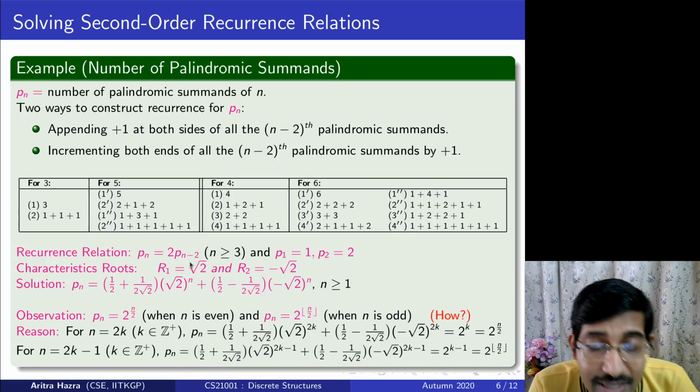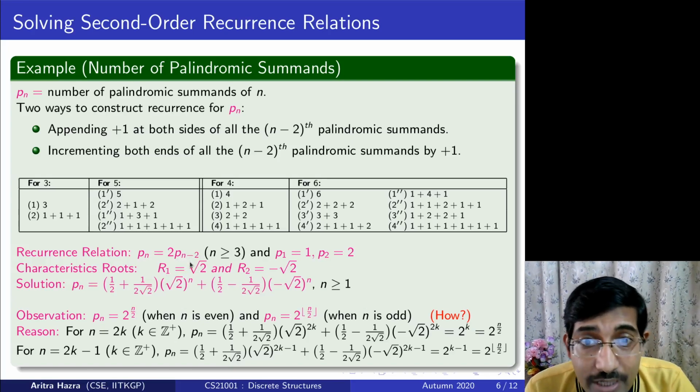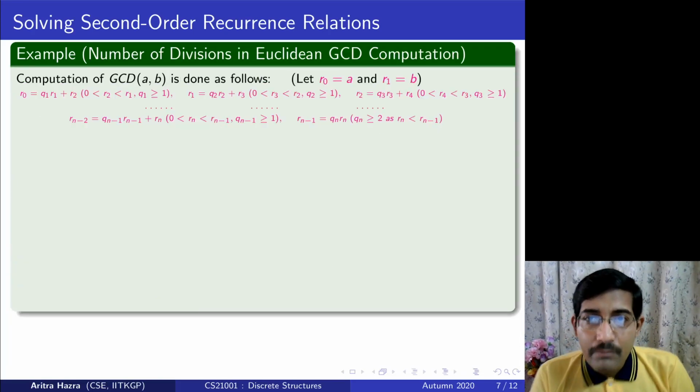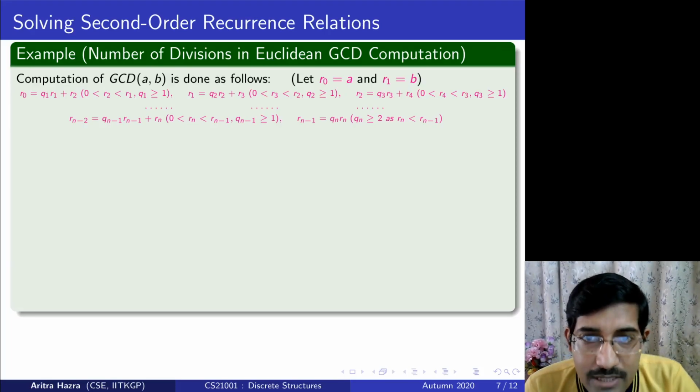As in the generic format, we have shown that C1 and C2 are not equal to 0, C0 and C2 not equal to 0, but C1 can be 0. There is a very interesting example. We will end the set of examples for this kind of recurrence with this.